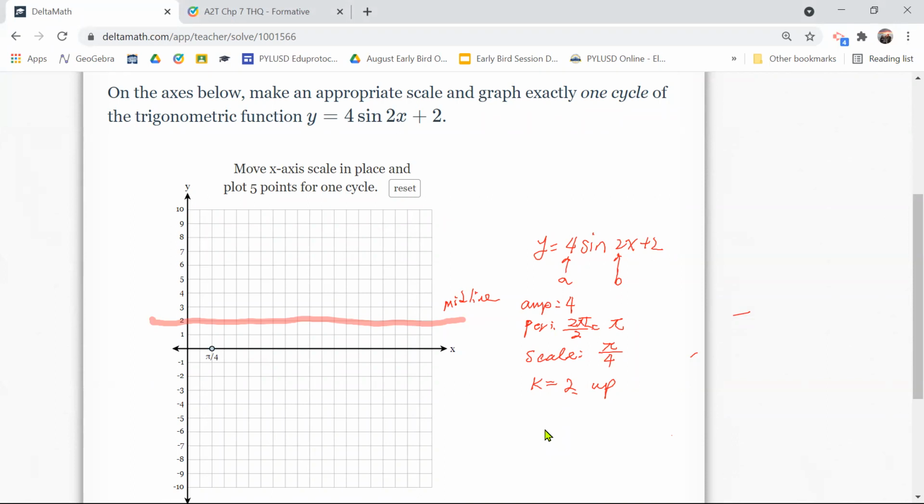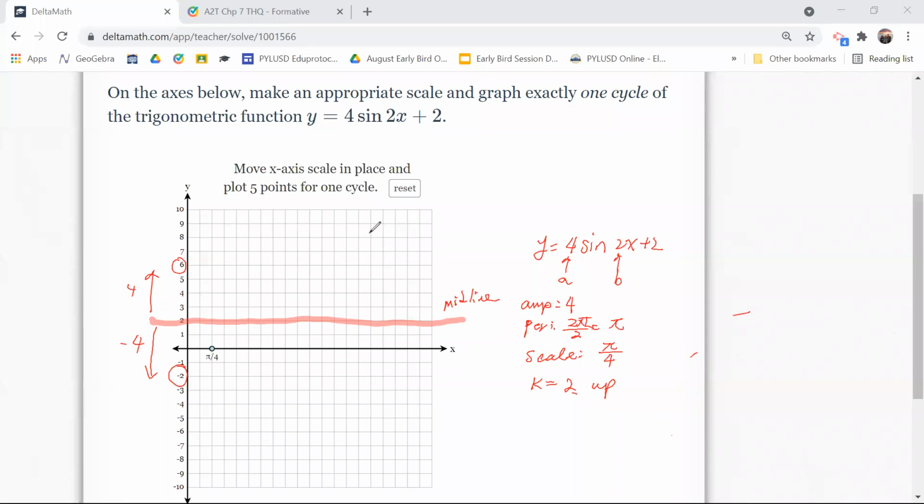We're going to go up 4 units. Where's 4? 1, 2, 3, 4. Right. So it's going to be 6. 6 is our height because we're going to go up 4. We're going to go down 4. Where is that at? 2 minus 4, negative 2. Go down 4.